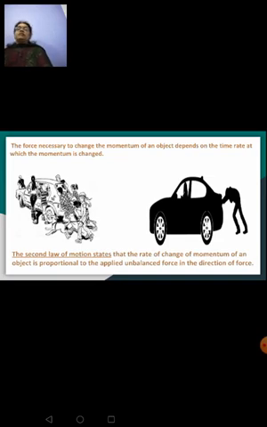Now let's come to Newton's second law of motion. Newton's second law of motion states that the rate of change of momentum of an object is directly proportional to the applied unbalanced force. Let me give you an example to explain this second law. Suppose a person is traveling by a car.